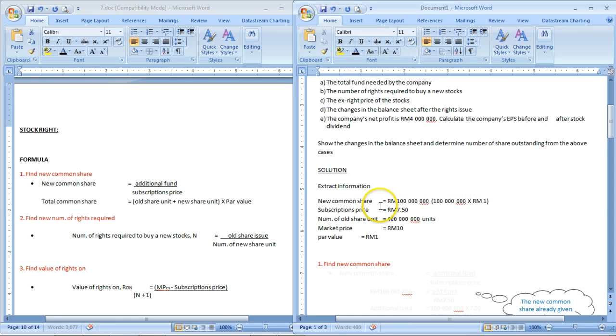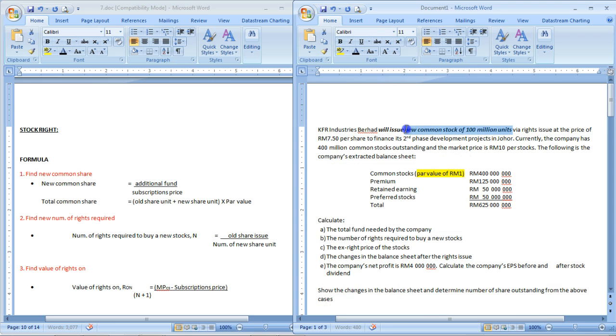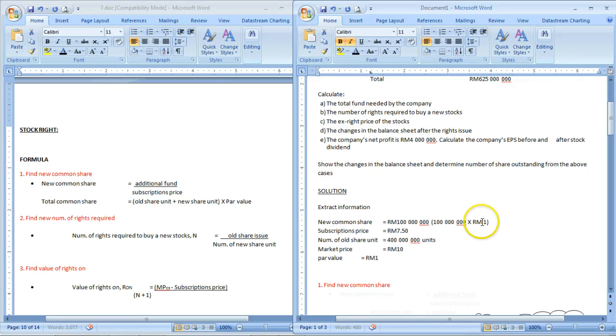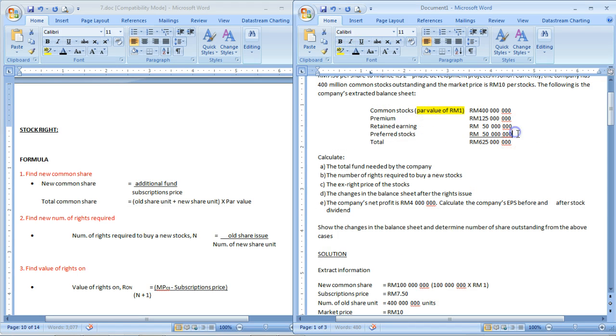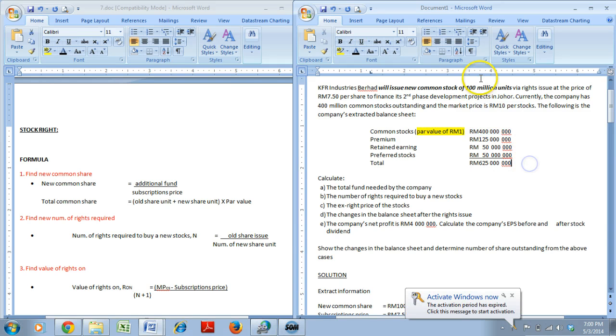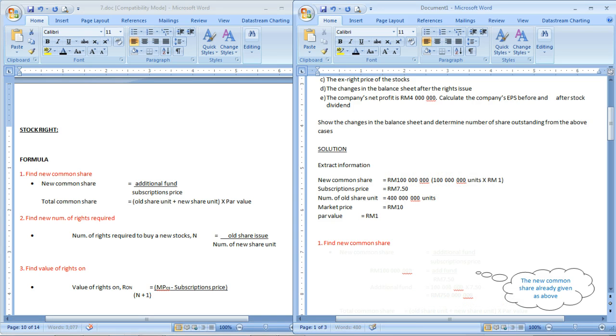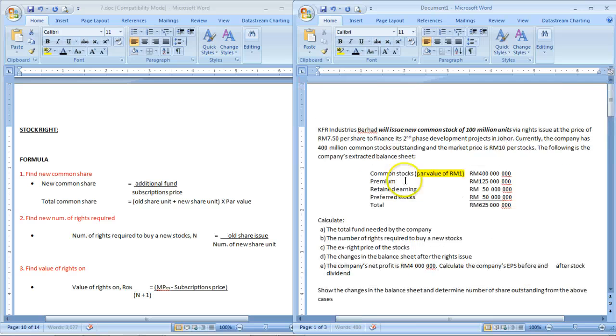So your new common shares, why do I put it as RM 100 million, when the question gives you units? As I told you, when you need to convert from units to RM, you multiply by your par value. If you need to find the number of shares in units, RM divided by par value. But now they give you units, and you want to find the total of the new shares in RM. So 100 million units times your par value. Remember class, par value for common stock is not necessarily 1 ringgit. It depends on the question. The subscription price is 7 ringgit and 50 cent.